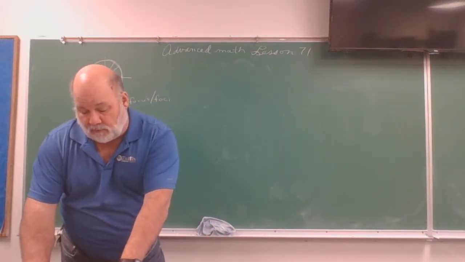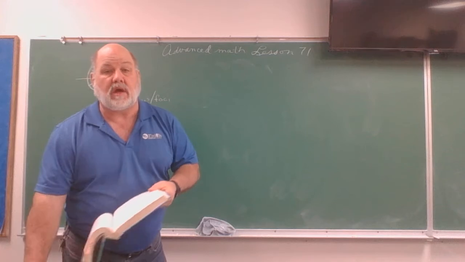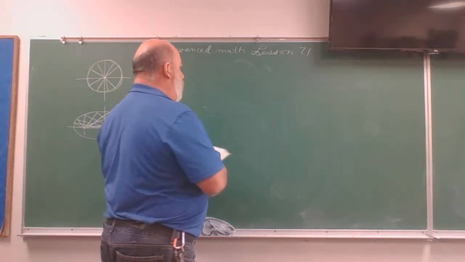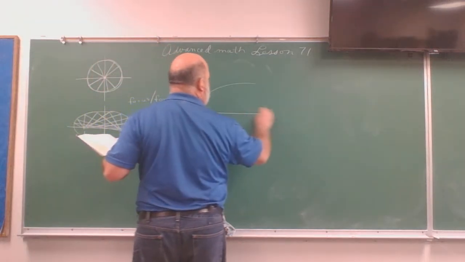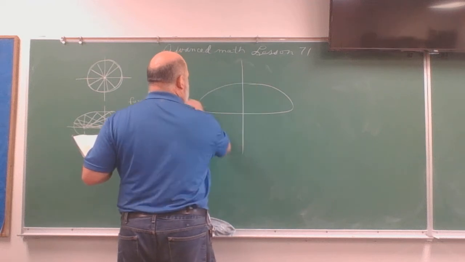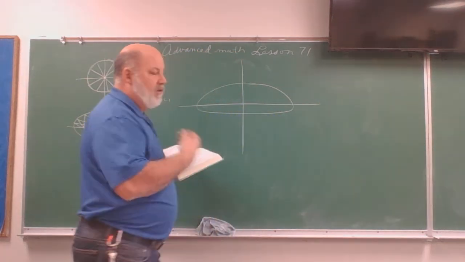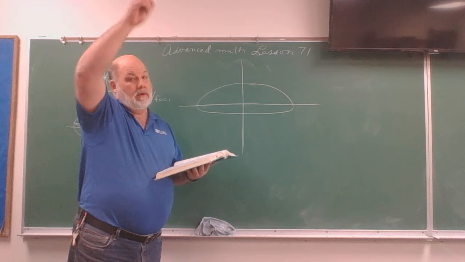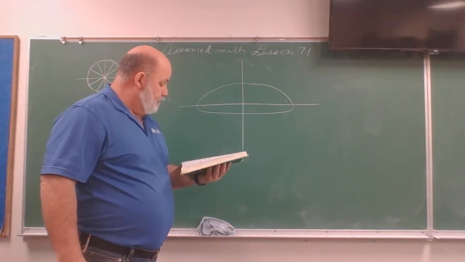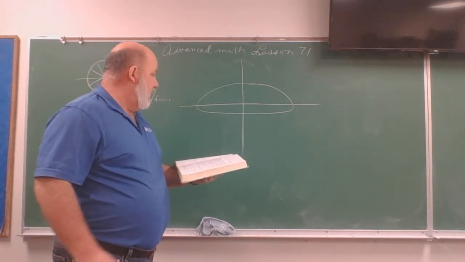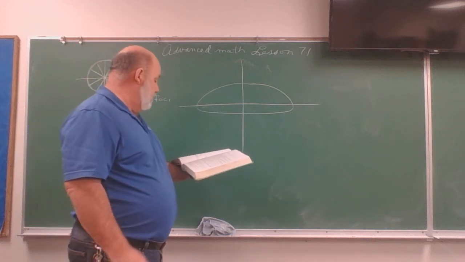Write the standard form of the equation of a horizontal ellipse. A horizontal ellipse is one that goes left to right. If it had said a vertical ellipse, it would be up and down like that. Whose center is at the origin. That's nice. That's at 0, 0.